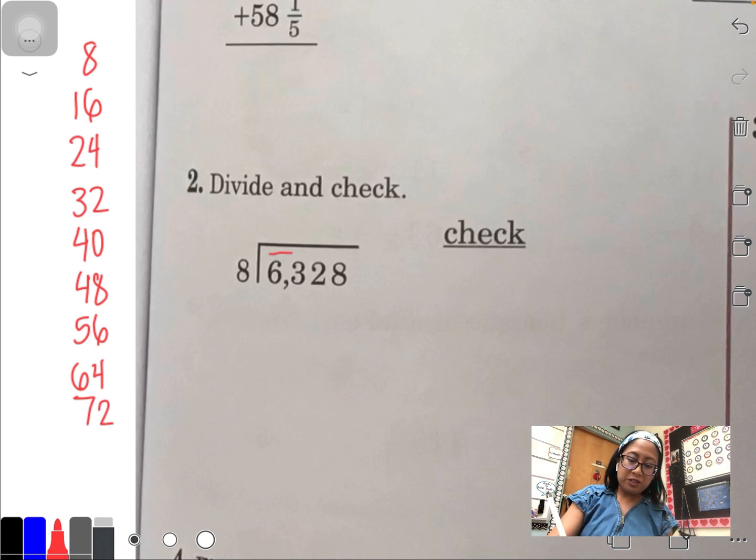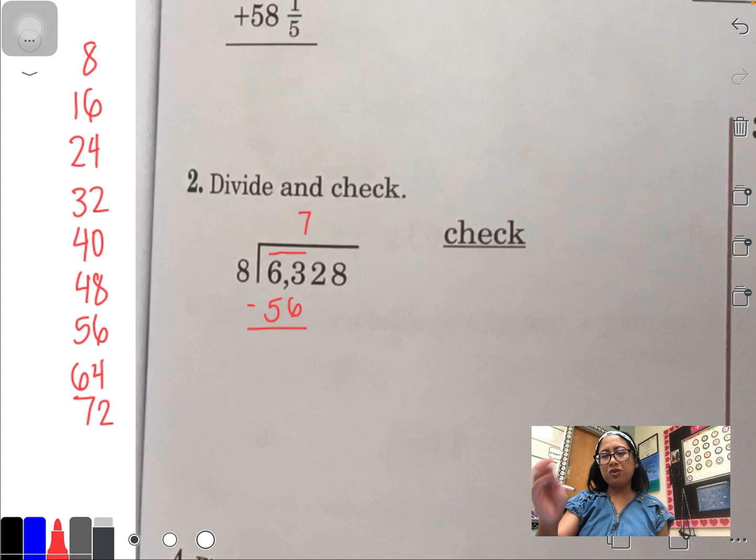I'm going to bar 63. And I'm going to think, 63, what's closer to 63 but not quite there yet? I can't use 64 because that's too big. So I might as well use 56. 56, 1, 2, 3, 4, 5, 6, 7. That's the 7th one down. So I'm going to put 7, 56, and then you can do the rest on your own.